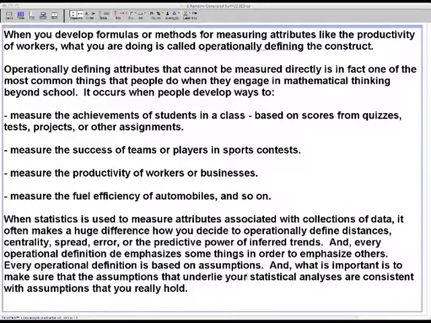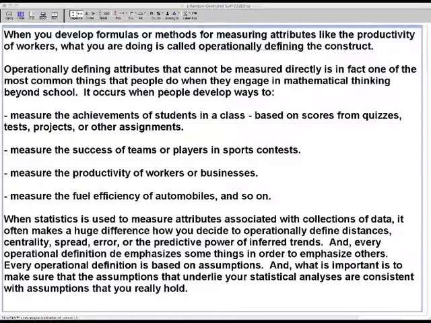When you develop formulas or methods for measuring attributes like the productivity of workers, what you are doing is called operationally defining the construct. Operationally defining attributes that cannot be measured directly is in fact one of the most common things that people do when they engage in mathematical thinking beyond school. It occurs when people develop ways to measure the achievements of students in a class based on scores from quizzes, tests, projects, or other assignments. Measure the success of teams or players in sports contests. Measure the productivity of workers or businesses. Measure the fuel efficiency of automobiles.